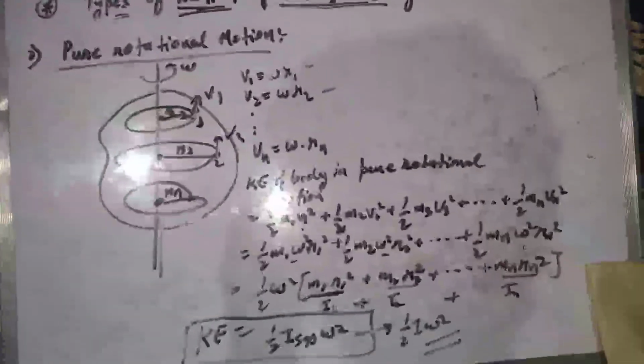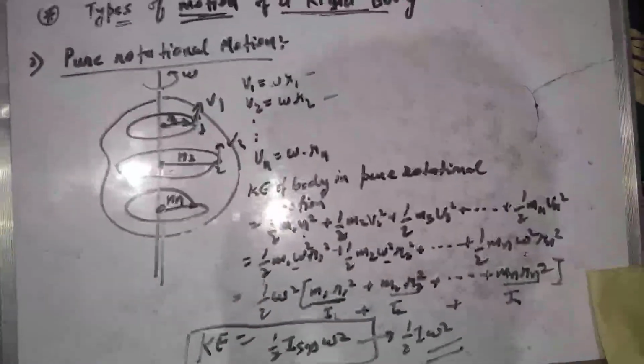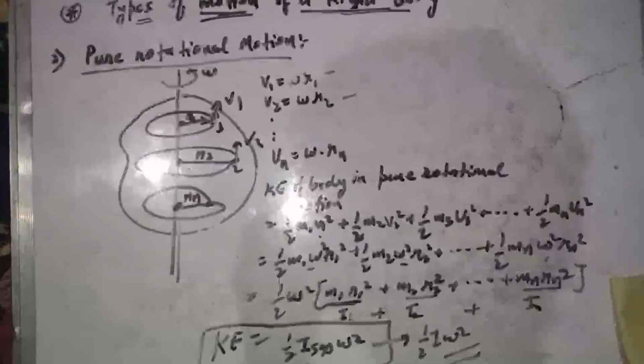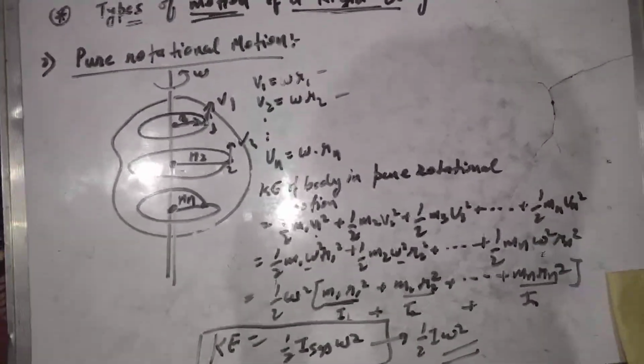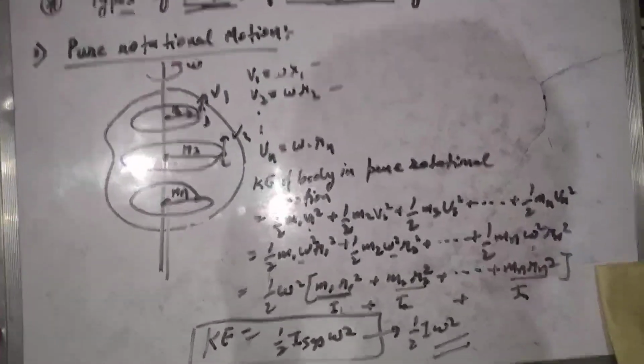We'll see in the next lecture, where we'll talk about moment of inertia, and we'll derive the moment of inertia of some particular bodies like a rod, a hollow sphere and a solid sphere.